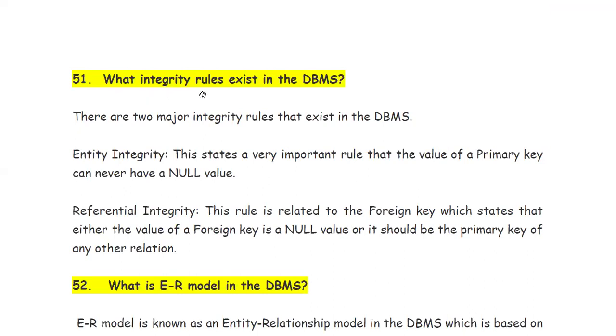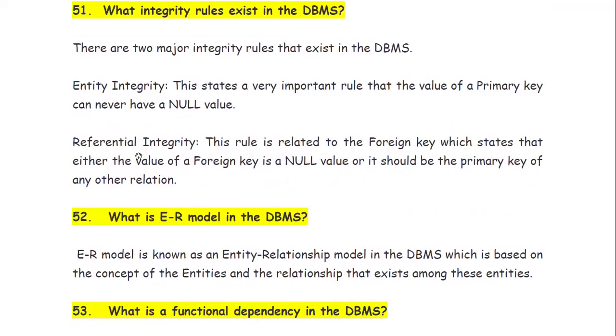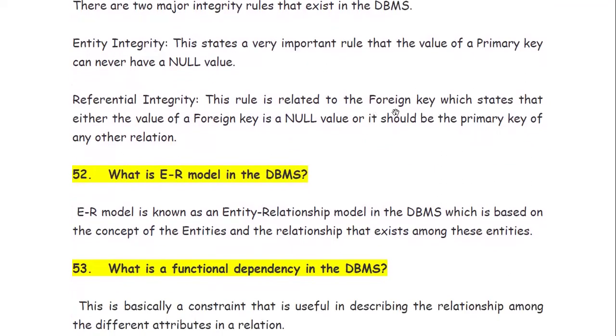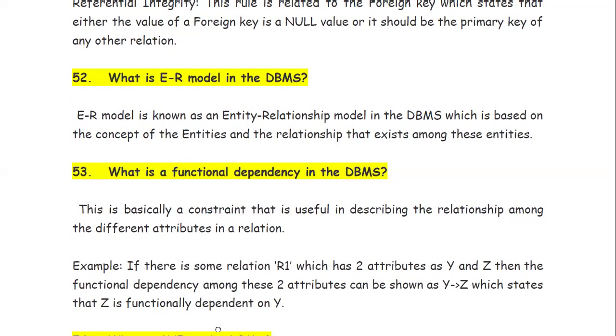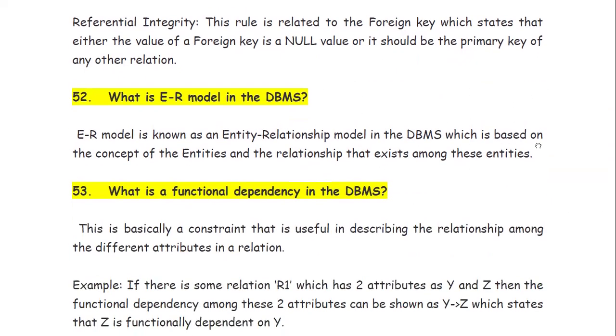Well, now what integrity rules exist in the DBMS? Two integrity rules. First, entity integrity. This states a very important rule that the values of a primary key cannot have a null value. Then referential integrity. This is related to the foreign key, which states that either the value of a foreign key is a null value or it should be the primary key of any other relation. Repeating again, entity integrity means primary key cannot have a null value. Then referential integrity states that either a value of a foreign key is a null value or it should be a primary key of another table.